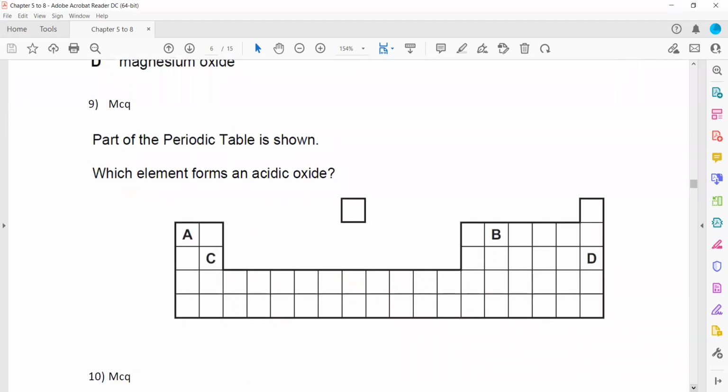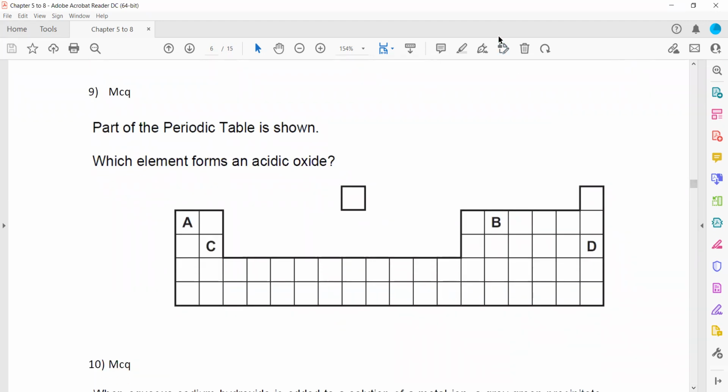In question 9, part of a periodic table is shown. The element which forms an acidic oxide. Look, there are two types of oxide. Metal oxides are there, and we have non-metal oxides.